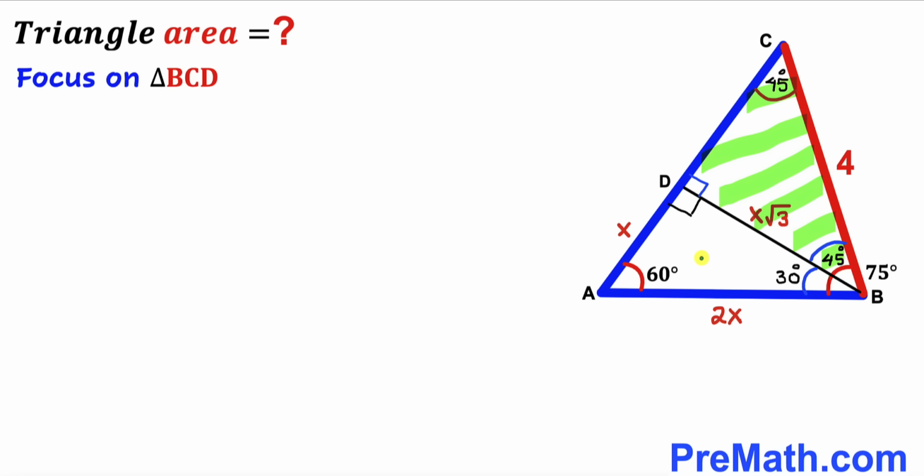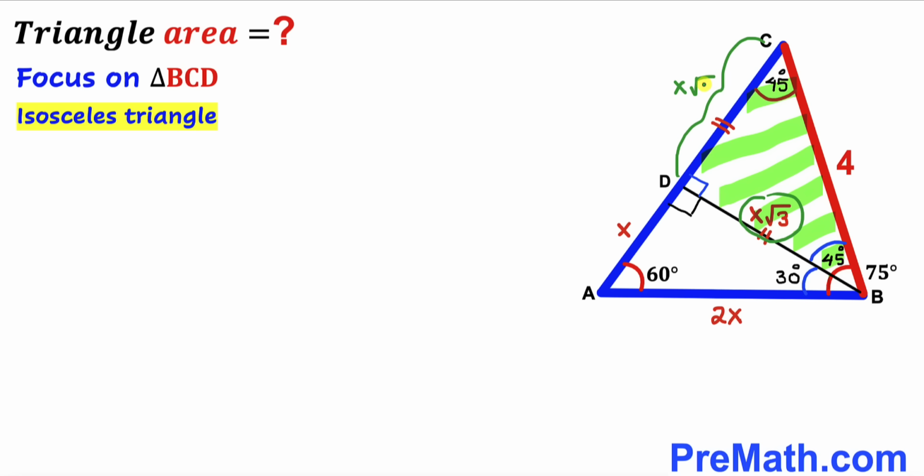And now let's make an observation. In this triangle BCD, this angle is 45 degrees and this angle is 45 degrees as well. So we conclude that this is an isosceles triangle. So this side CD length is going to be equal to this side BD. And we know this BD length is x times square root of 3. So this CD length has got to be x times the square root of 3 as well.